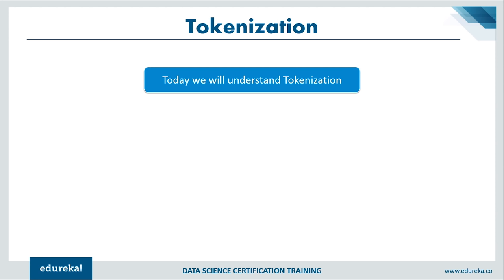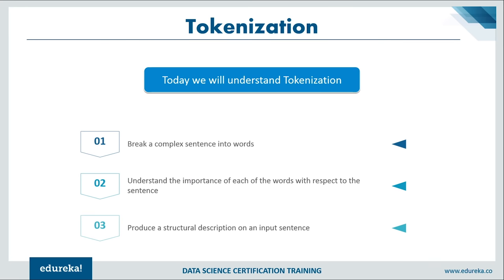So the first terminology we are talking about is tokenization. It is the process of breaking up strings into tokens, which in turn are small structures or units that can be used for tokenization. It involves three steps: breaking a complex sentence into words, understanding the importance of each of the words with respect to the sentence, and producing a structural description of an input sentence.